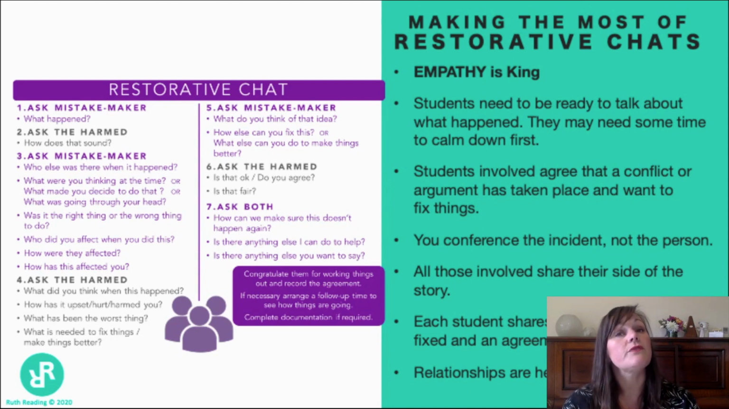We obviously conference the incident and not the person. It's not about a person's identity. It's not about their moral standing. It's about here's the problem and this is what we need to do to fix it. Everyone gets the chance to have a say, and students share how they can fix things. And then we need to make sure that there's some accountability and follow up to make sure that happens.